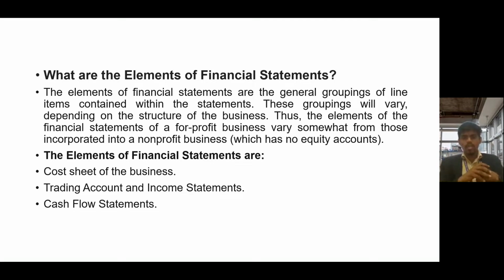Thus the elements of the financial statements for a profit business vary somewhat from those incorporated into non-profit businesses. There are two kinds of businesses: profit business and non-profit business. A profit business is, for example, a normal manufacturing company which manufactures goods or provides services, and non-profit organizations are charitable trusts, NGOs, or education institutes.